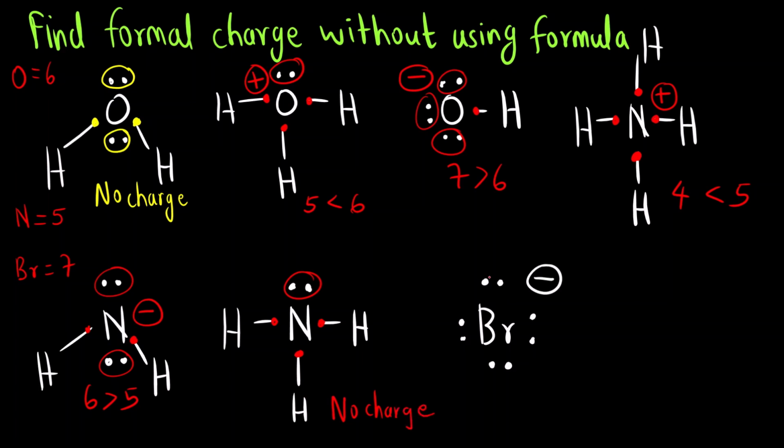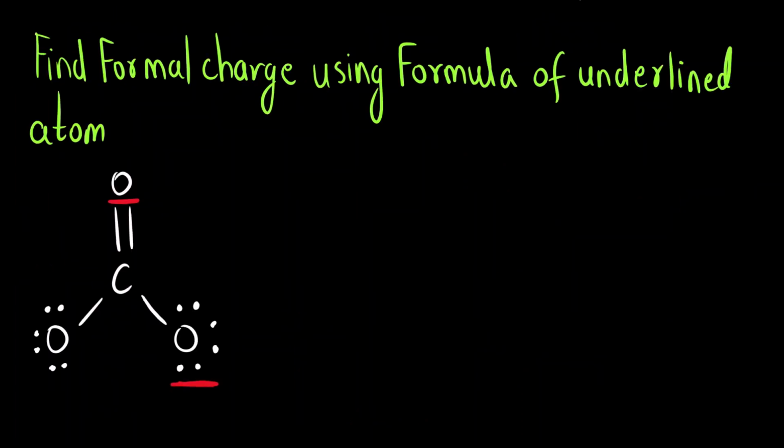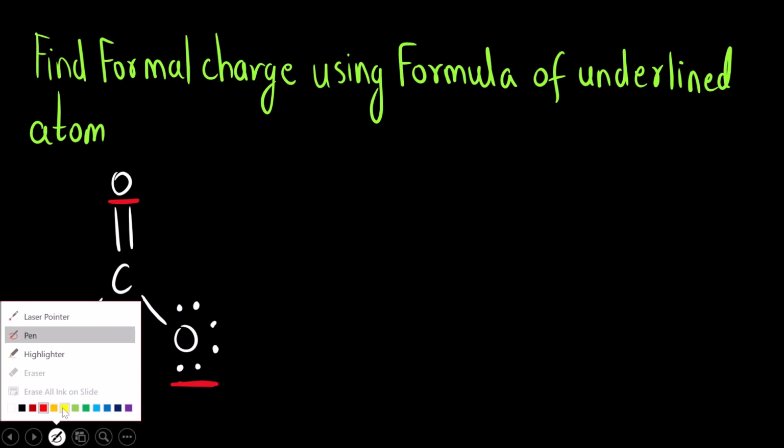And the last one, Br: 2 plus 2 is 4, 4 plus 2 is 6, 6 plus 2 is 8. 8 is greater than 7, so negative charge. Okay, so this is how you find out the formal charge using the structure without using the formula. Now let us see how to find out the formal charge using the formula.